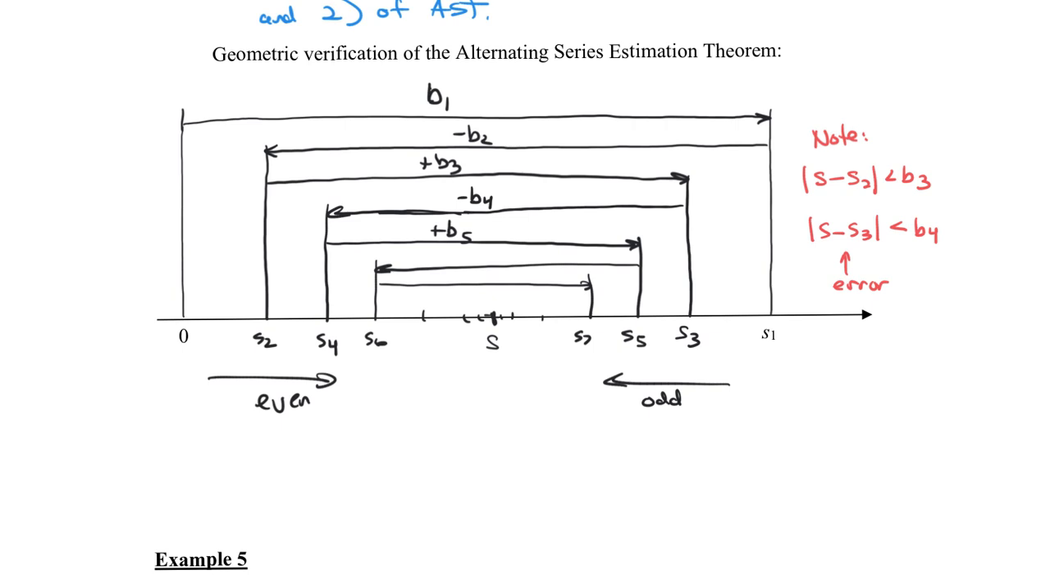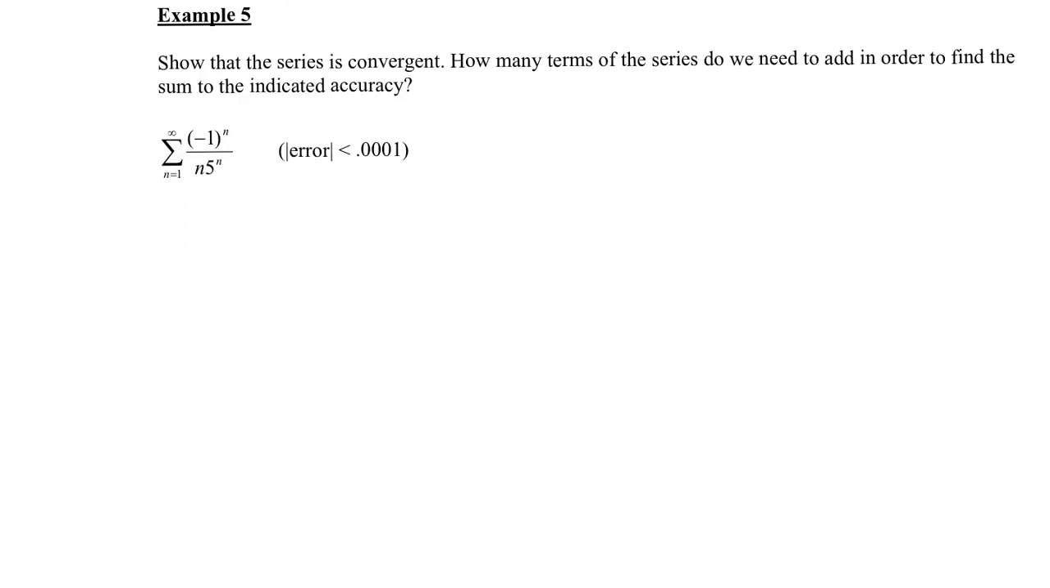Makes it seem reasonable. So now that you've seen the alternating series estimation theorem in a box, I know what you're thinking. You're probably thinking, sure would like to try out our new theorem. Well, you are in luck because we've got a couple problems here that will allow us to try this out. So example 5 says, show that the series is convergent. So we want to first show it's convergent.